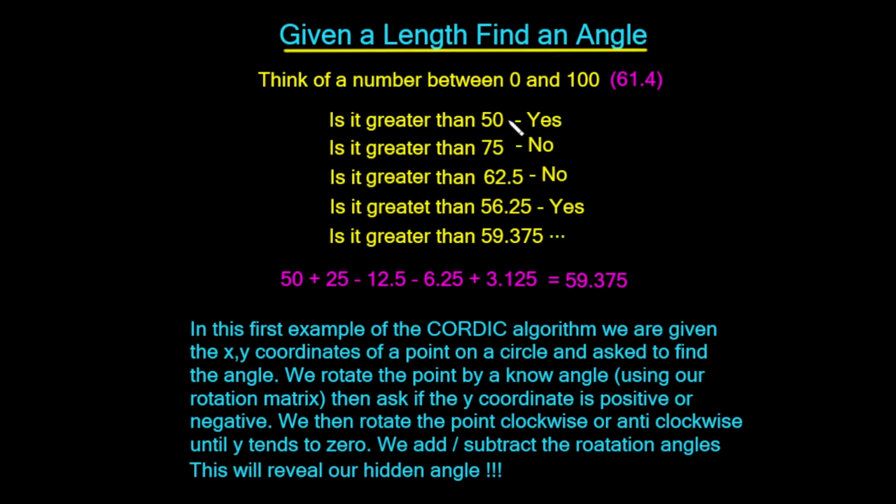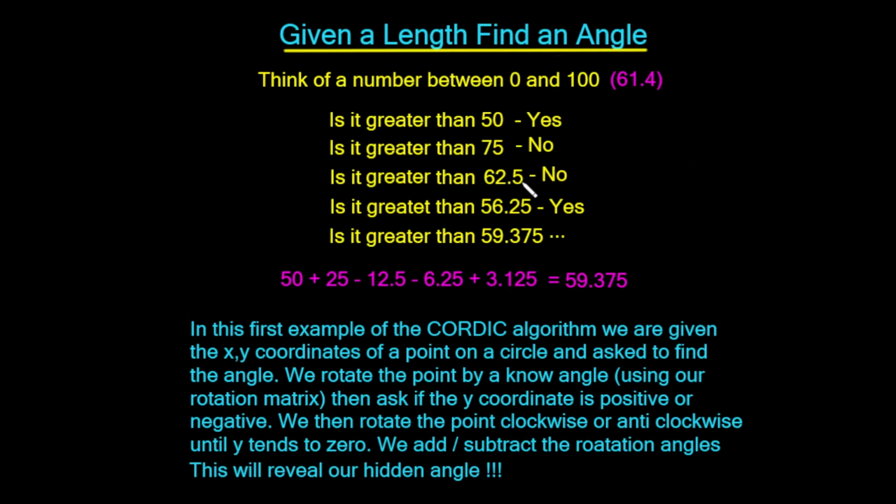And then I can pick a number that's halfway between the 50 and 100, which would be the number 75. And I ask again, is the number greater than 75? So in this case here, we'll have 50 plus the 25, so we're now sitting at 75. And if the answer to that is now going to be no, then again I take the halfway point. So the halfway point is going to be half of 25. So half of 25 is the 12.5. So I subtract off the 12.5 and it gives me the 62.5.